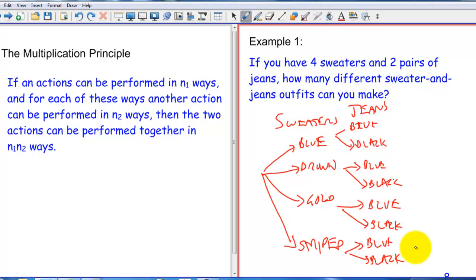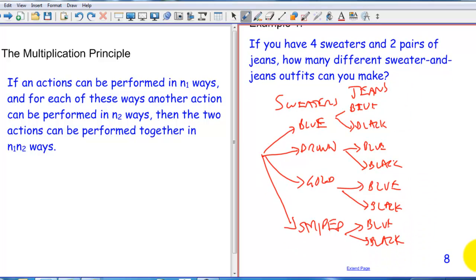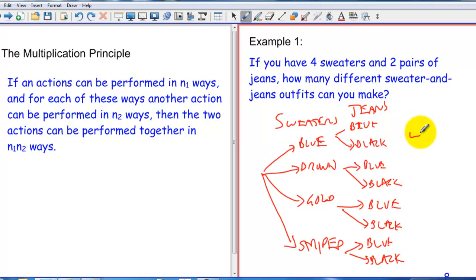So you end up with a total of 8 possibilities. That's what we get for an answer, 8. Because basically, you had 4 choices for the first action, and then 2 choices for the second to get you a total of 8 choices.